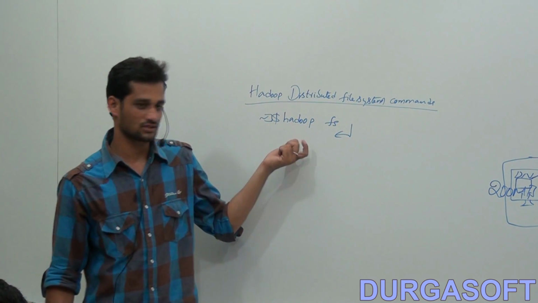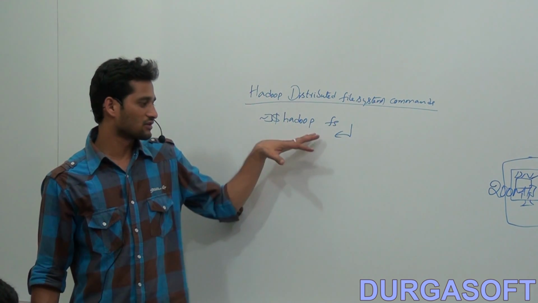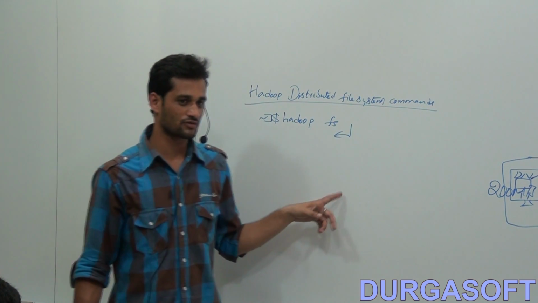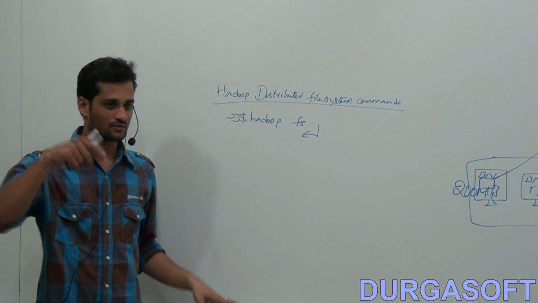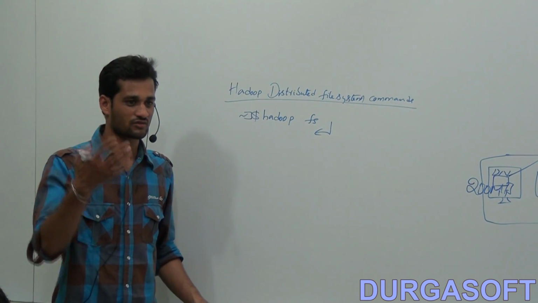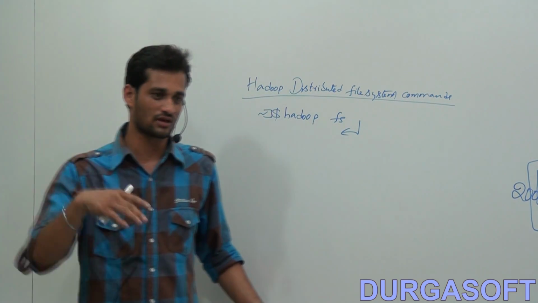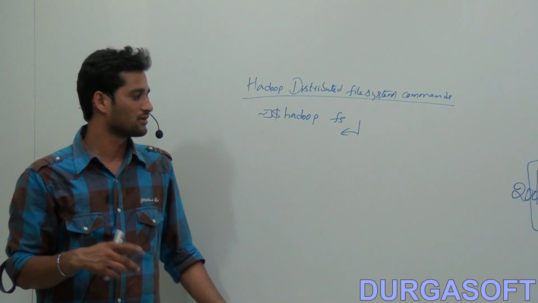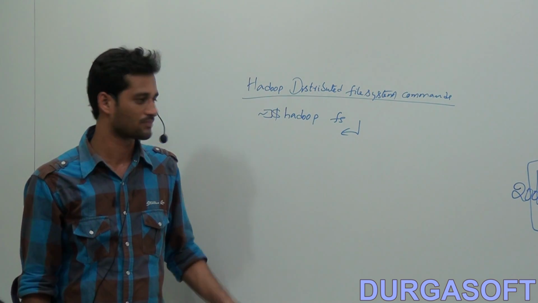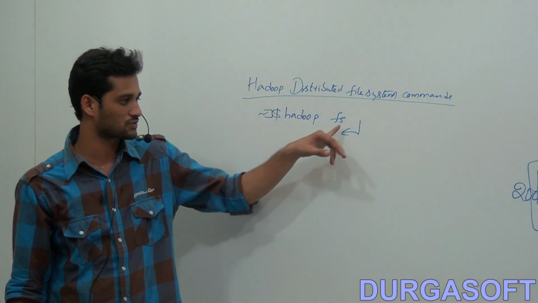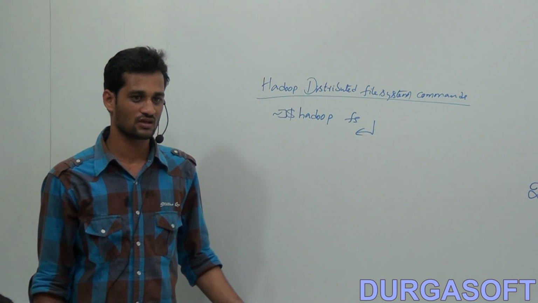If you give Hadoop space fs and press enter, it will display plenty of commands which we can work with in the Hadoop distributed file system. Similarly, when you give java and press enter, you are checking whether Java is running or not, and it shows you javac, javap, and so on, plenty of commands which we can work with in Java. Here also, if you give Hadoop space fs, it displays plenty of commands which we can work with in HDFS.